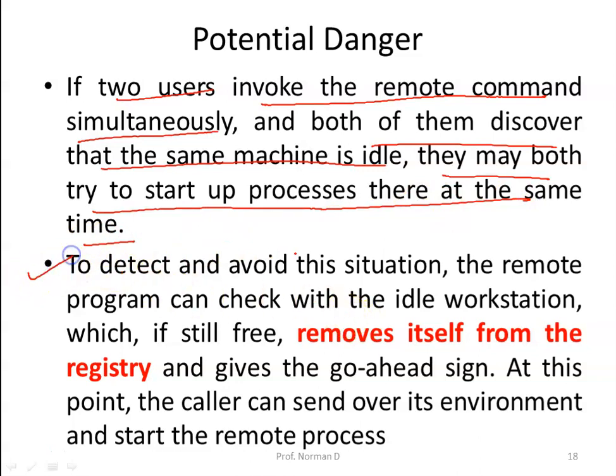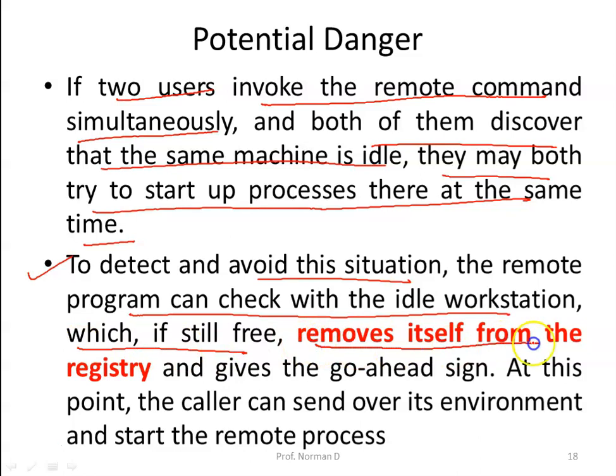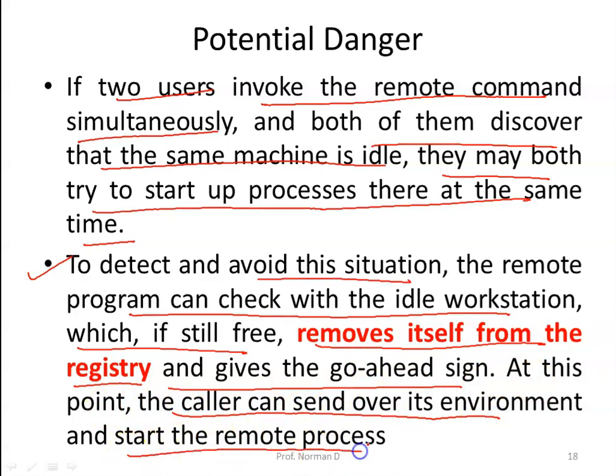So to avoid this situation, the remote program can check with the idle workstation which is still free, and then remove itself from the registry and give a go-ahead sign. So what it means is, once a remote machine finds that a particular system is idle, it will remove itself from the registry. After this, the caller can send over its environment and start the remote process.